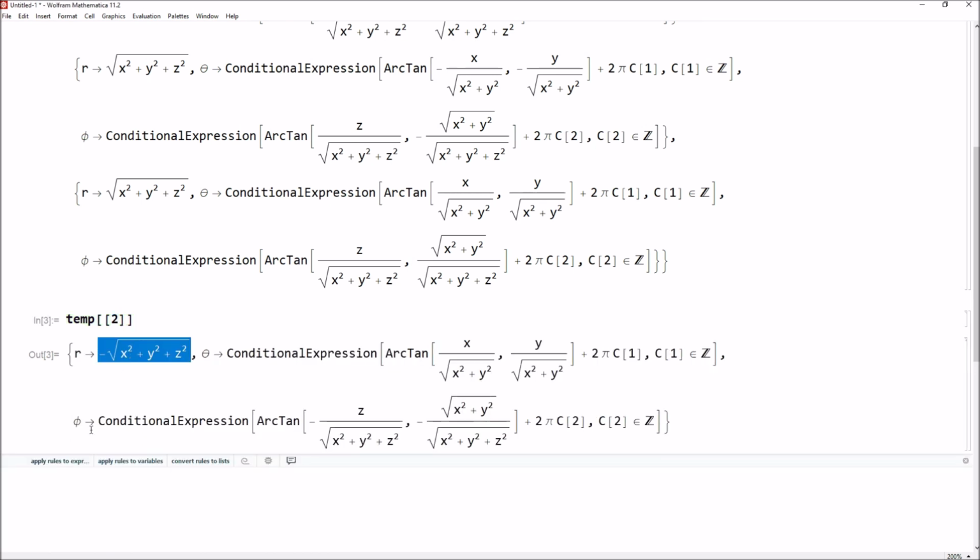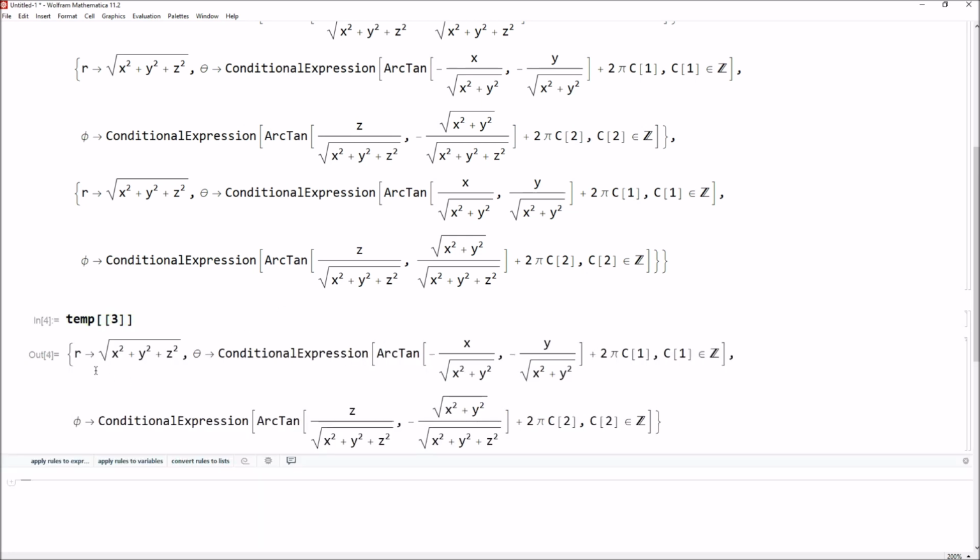Second solution is a similar story. It has negative radiuses, so we don't want that. Let's look at the third solution. Aha! This is looking a little bit more reasonable. It says that you have a positive radius, but look at our theta and our phi. This is a little bit odd in the sense that arctangent of negative, negative.